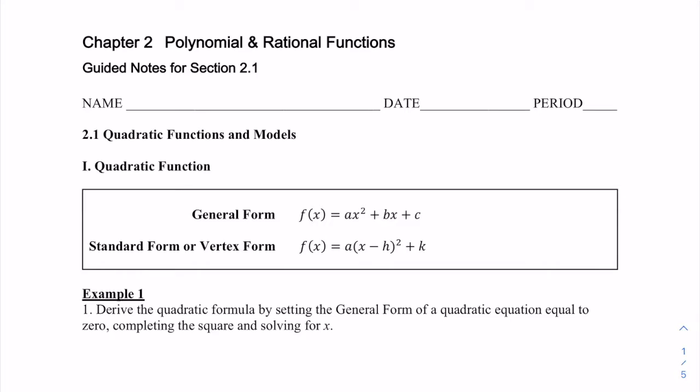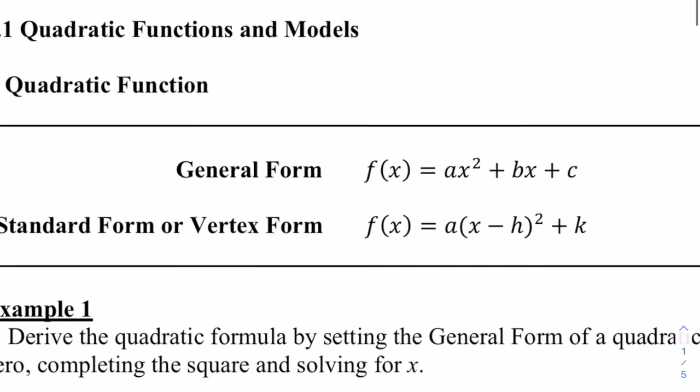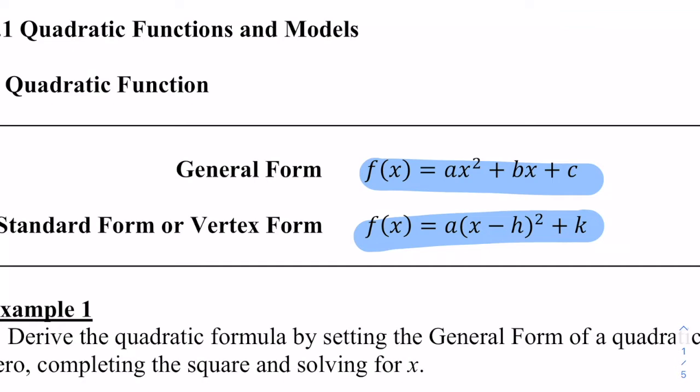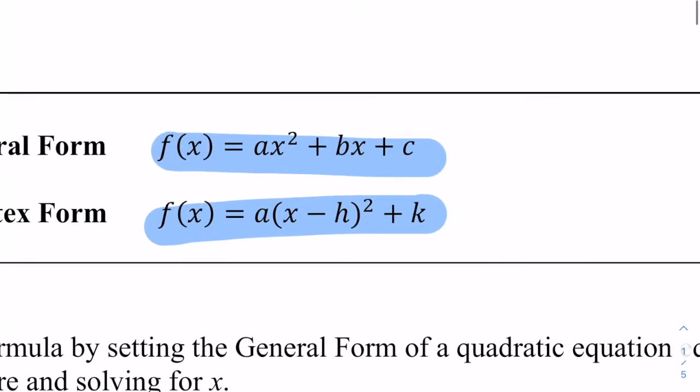Welcome back. Today we're going to look at quadratic functions and models. Remember, there are two ways to write the equations for quadratic functions. The first is ax squared plus bx plus c, and the second way is standard form or vertex form. We do like vertex form because you can easily see the vertex, which is h comma k.